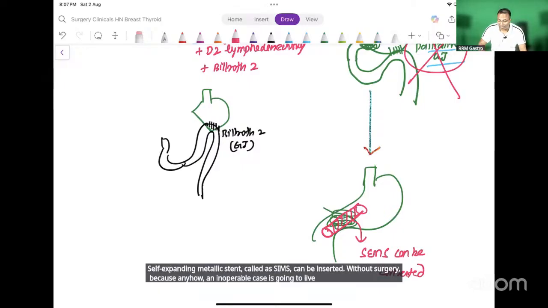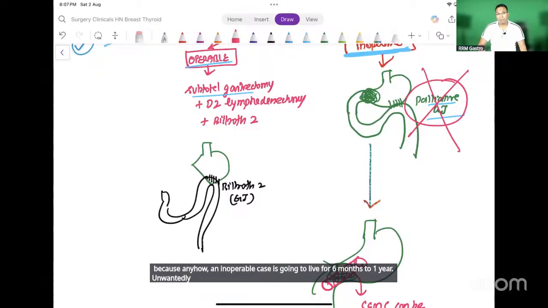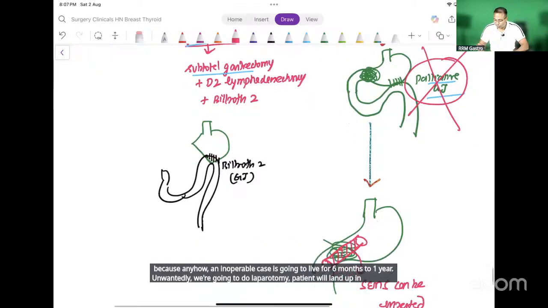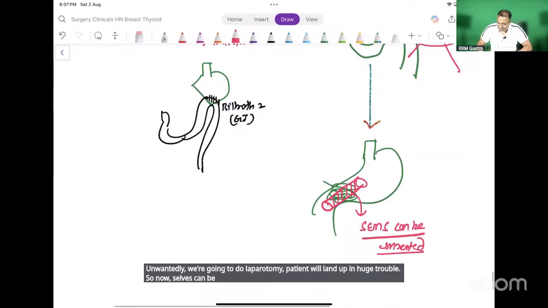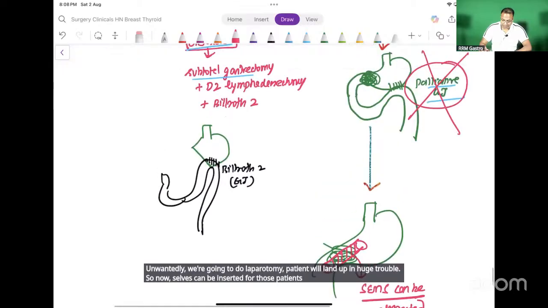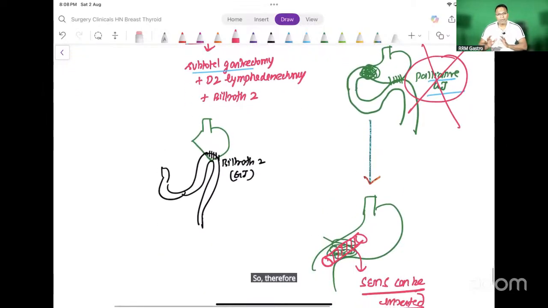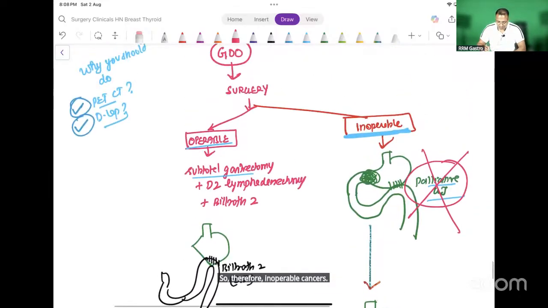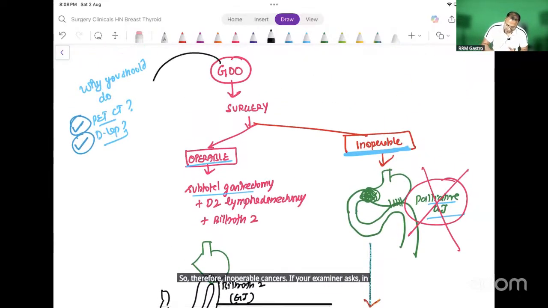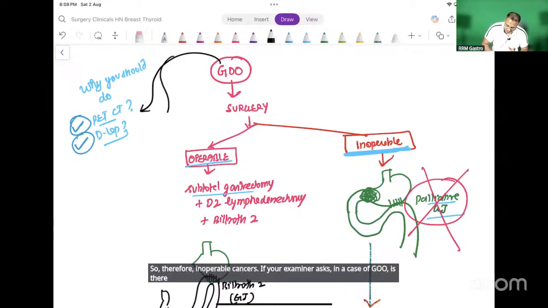for 6 months to 1 year. Unwantedly if you do a laparotomy, the patient will land up in huge trouble. So now SEMS can be inserted for those patients. This is the point. So for inoperable cancers, if your examiner asks in a case of GOO, is there any role of DLAP or PET-CT?